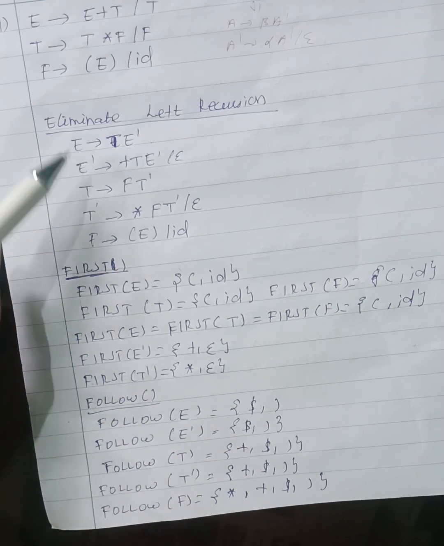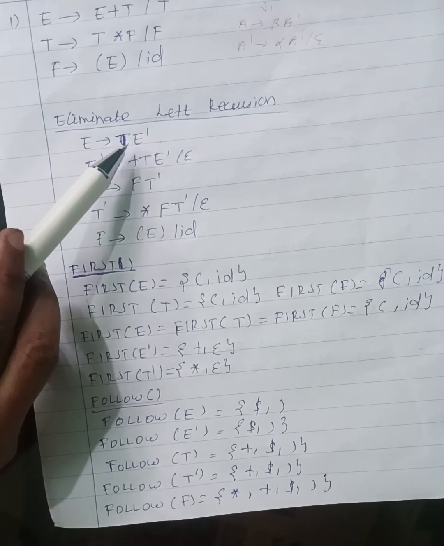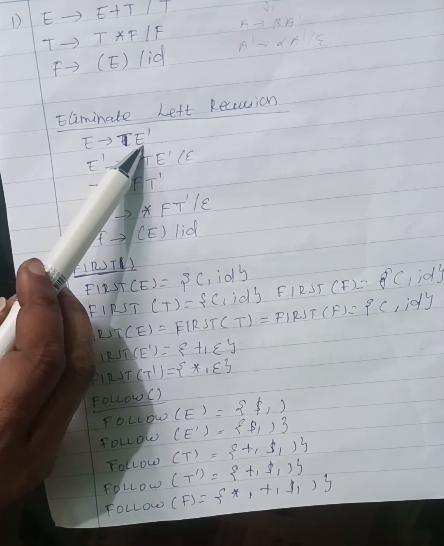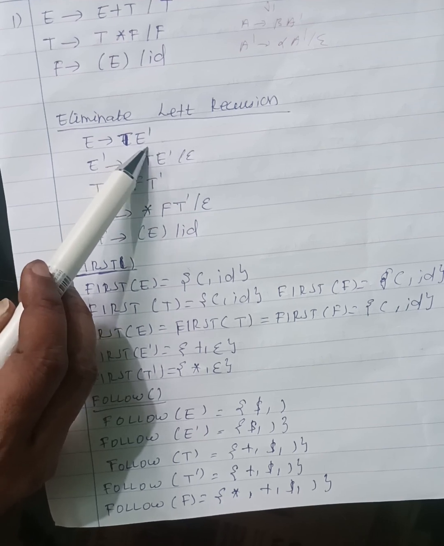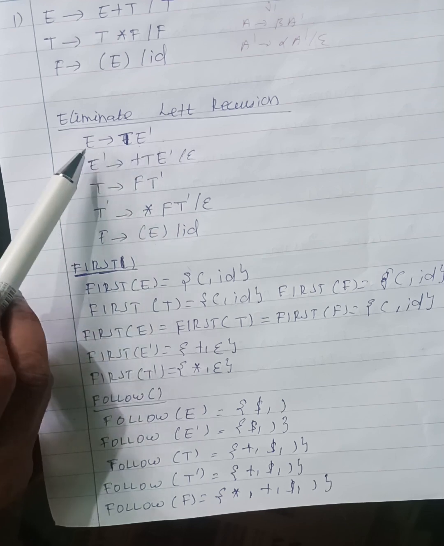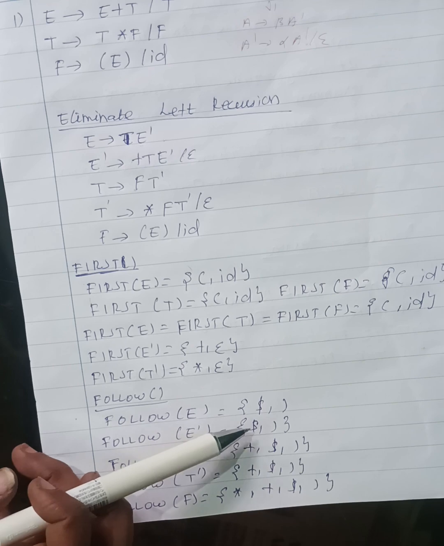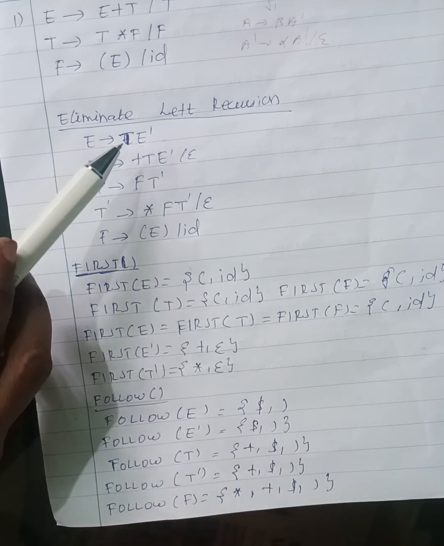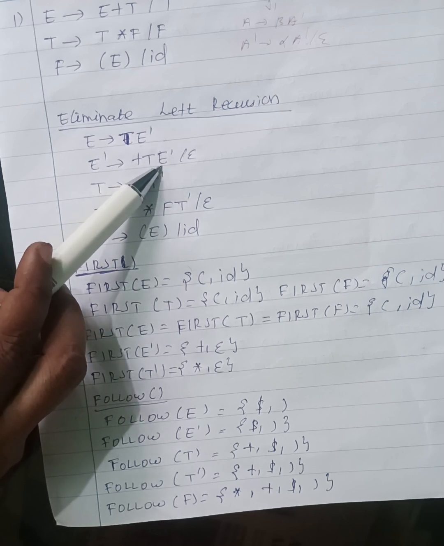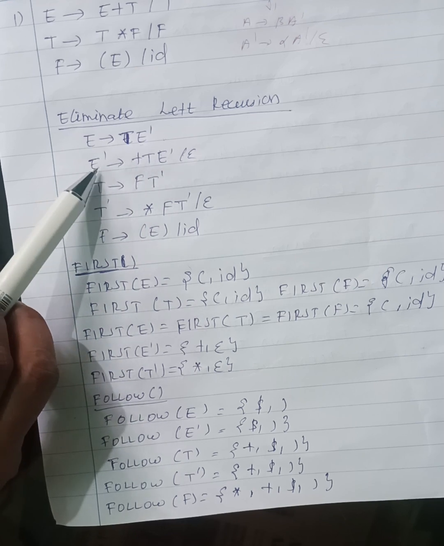Now follow of E dash. In the first rule itself we have E dash, but it is in the form A tends to alpha B. If A tends to alpha B, then what rule do we use for follow of B? Follow of A is in follow of B. What is follow of A? Follow of E. So follow of E dash is equal to follow of E. What is follow of E? Dollar comma close parenthesis. So follow of E dash is also dollar comma close parenthesis. Is any other E dash there? Yes, one more E dash is there. This is also alpha B, so follow of A is in follow of B, that is follow of E dash.